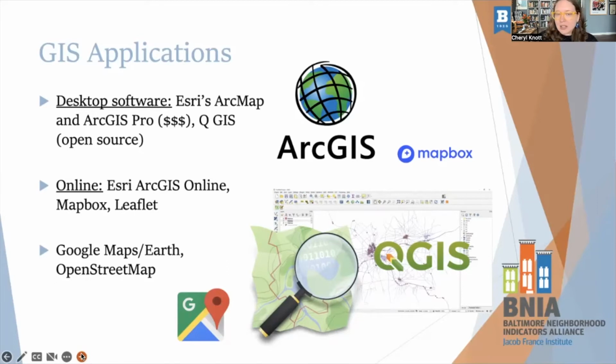So in terms of desktop software, there's a couple options, some of which that I recommend would be Esri's ArcMap, which is now being phased out by ArcGIS Pro. This is a for-cost option. There are student versions available. I believe currently the ArcGIS student license is $100 per year. This is software that is predominantly used in academic and governmental settings.